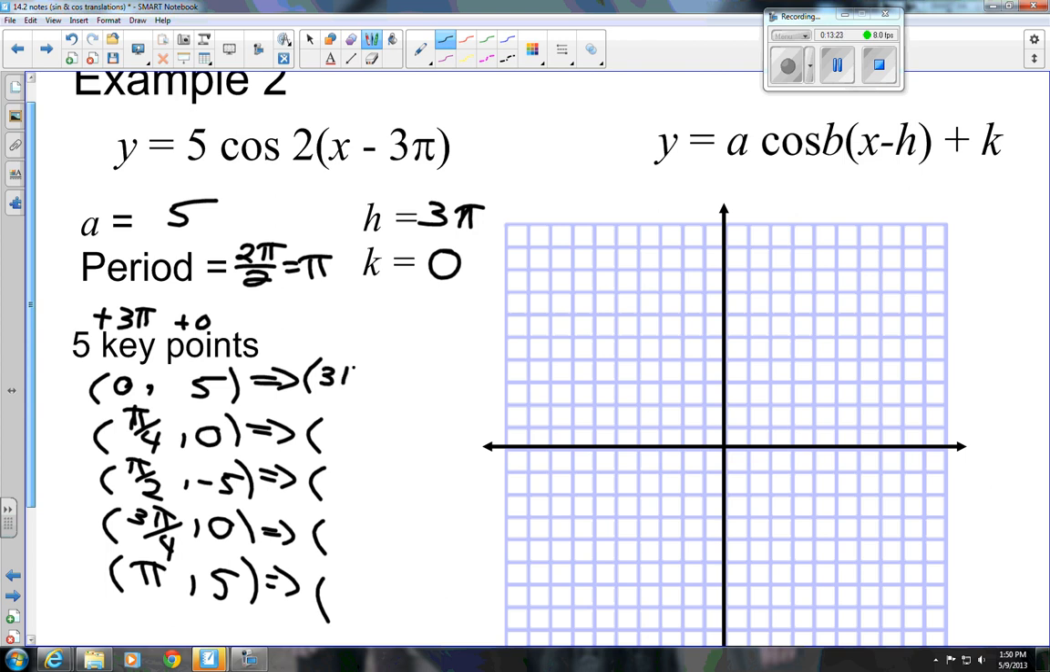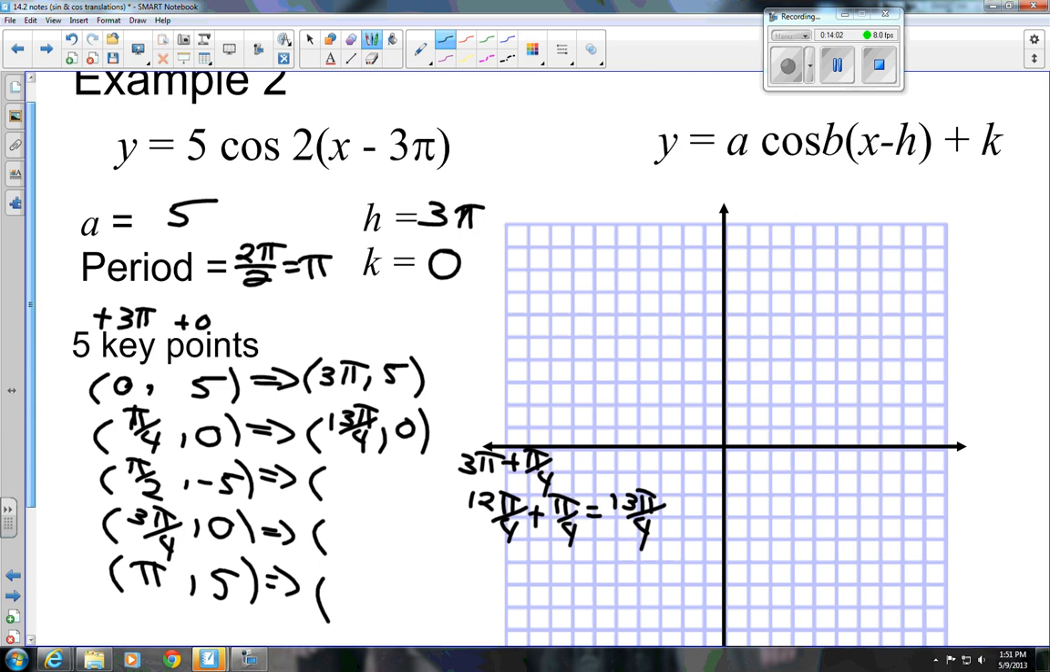So this will be 3 pi, 5. Now I have to add 3 pi and pi over 4, so you're going to have to do a common denominator. So we're going to go ahead and write this out. You've got 3 pi plus pi over 4, so you need a common denominator, so that would be 12 pi over 4 plus pi over 4 gives me 13 pi over 4. For those of you who don't like fractions, this is good practice.